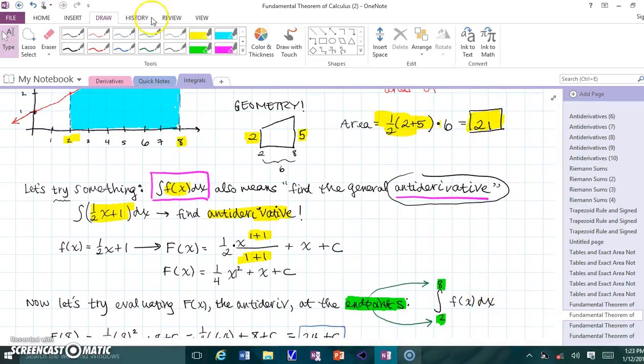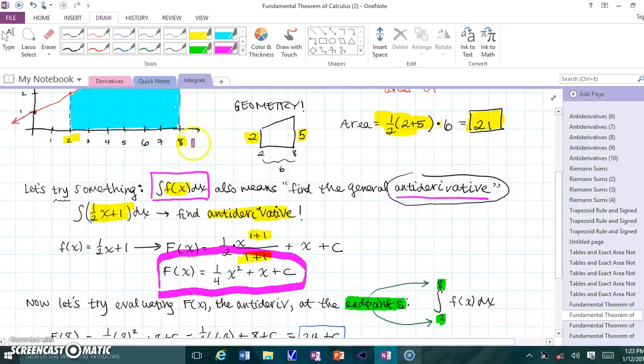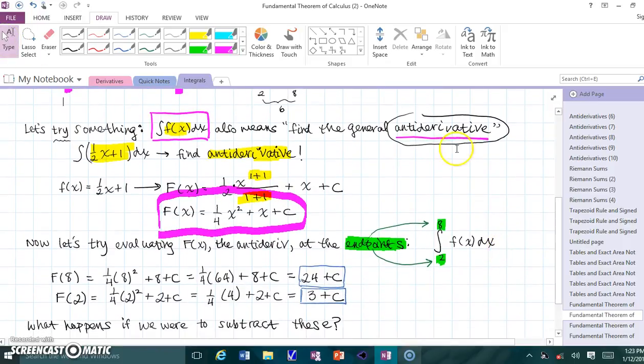Let's take our antiderivative, which is right here, and let's evaluate it at our endpoints. So 8 and 2. So we're still kind of exploring here, building up to it. And the reason I got 2 and 8 is because they are the endpoints here. So I'm going to plug 2 and 8 right into here.